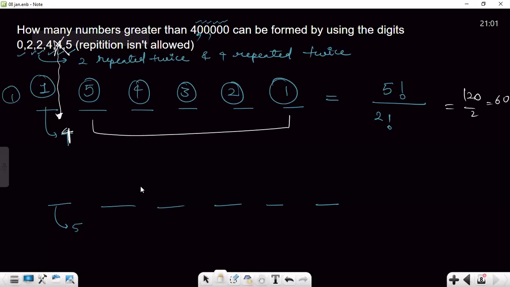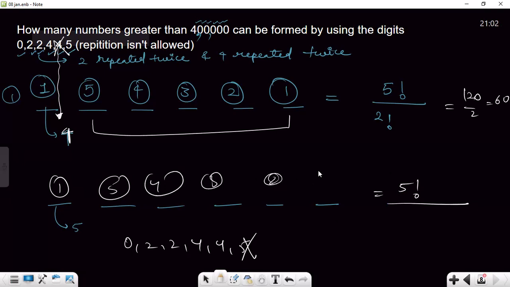But when we talk about the second case, where 5 is already used, how many choices are we left with now? This time, out of 0, 2, 2, 4, 4 and 5, since 5 is already used, 5 digits are remaining. So 5 factorial, that is 5, 4, 3, 2, 1, divided by 2 factorial because of the repetition of 2 twice, and also 2 factorial because of the repetition of 4 twice. So 120 by 4 will make it 30.